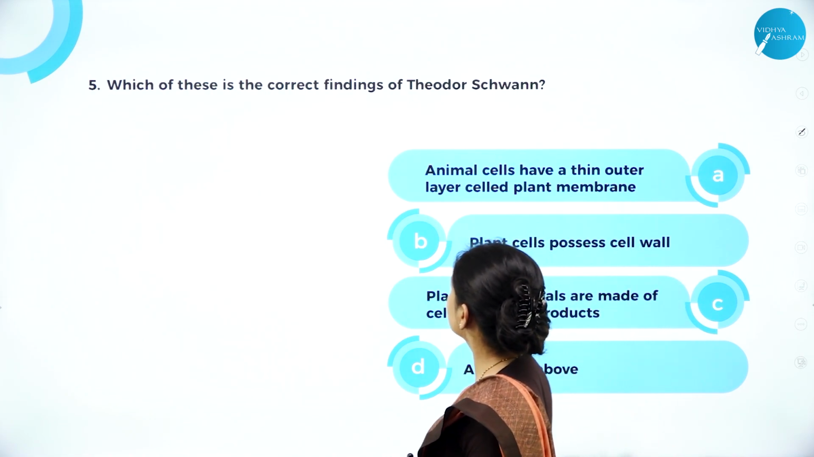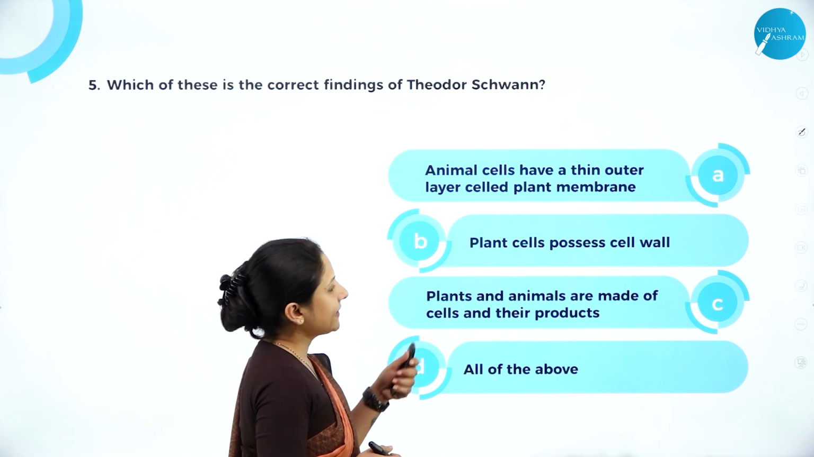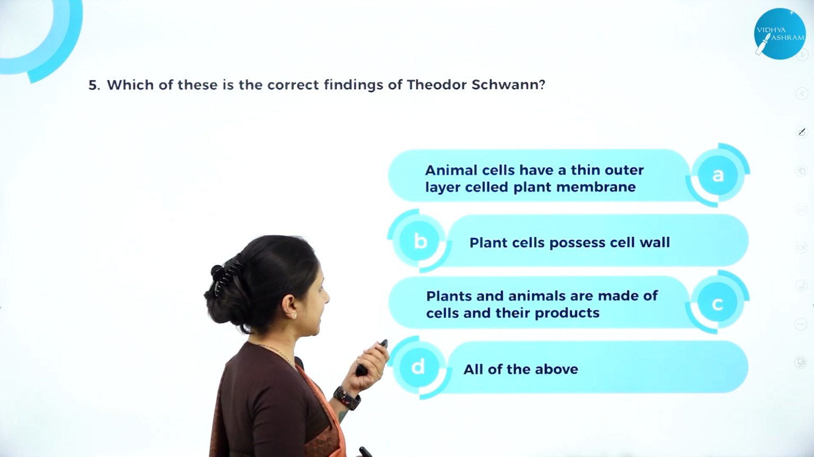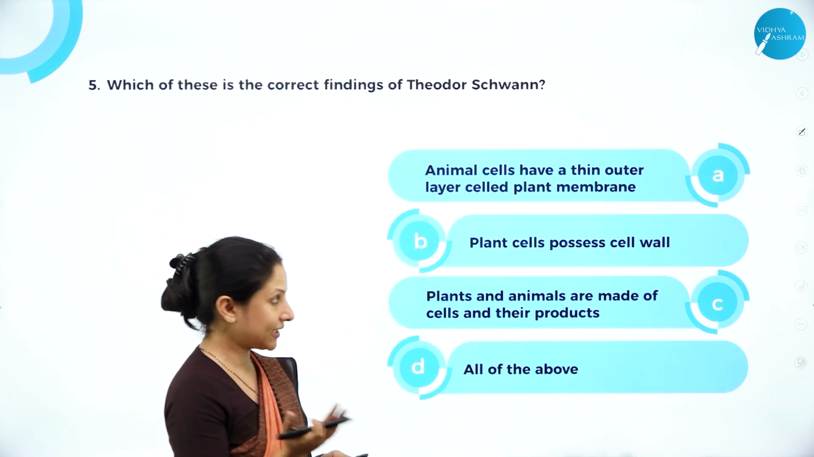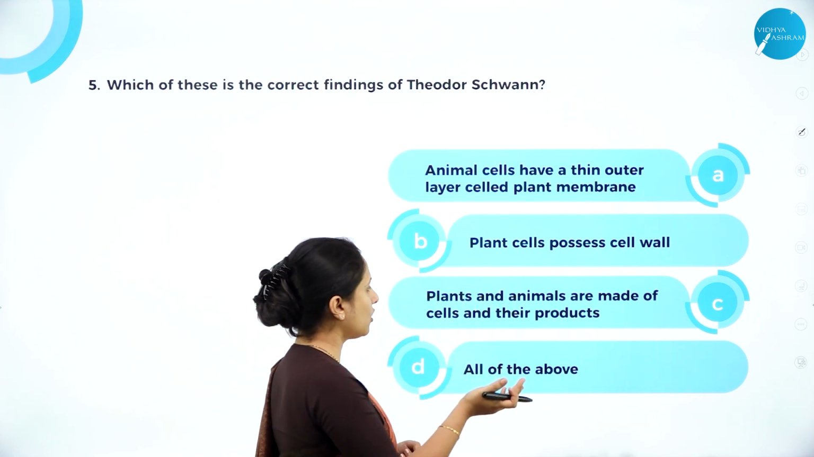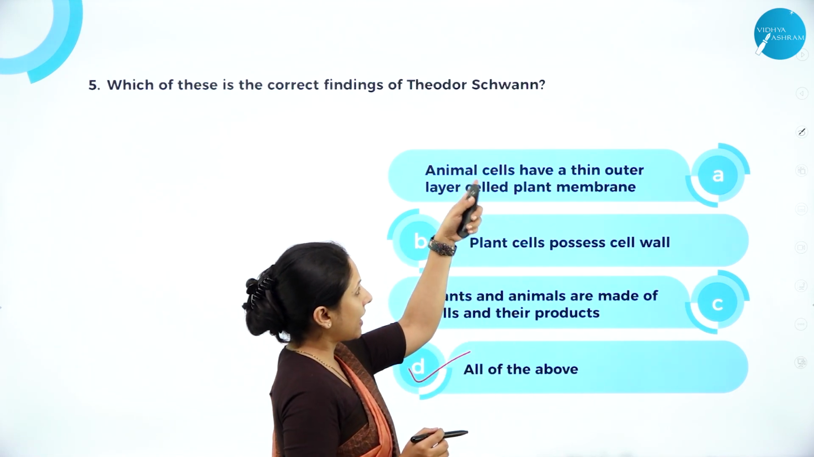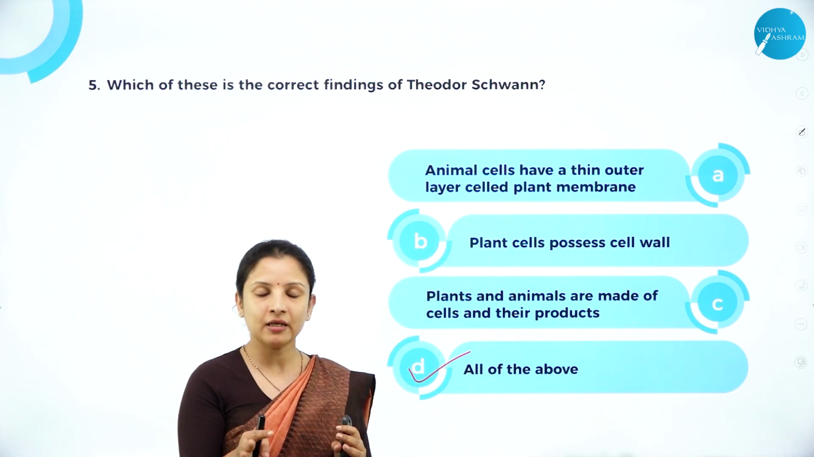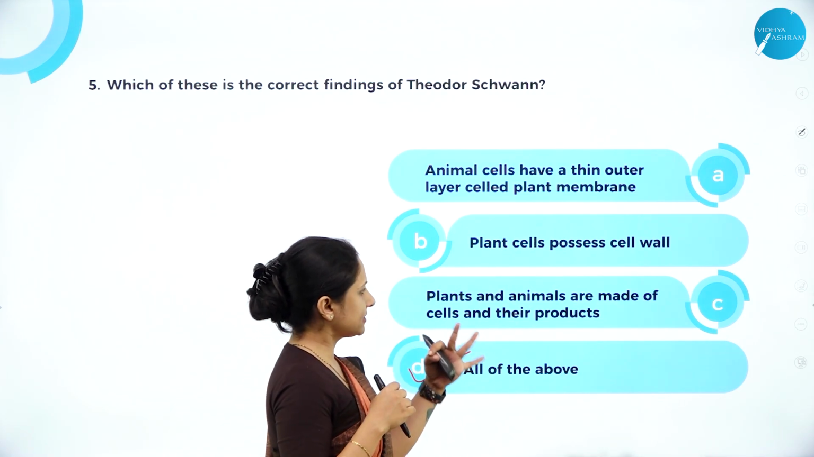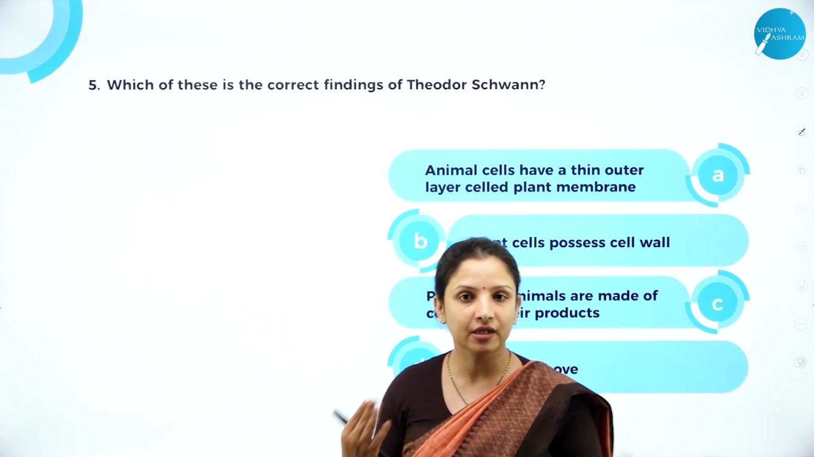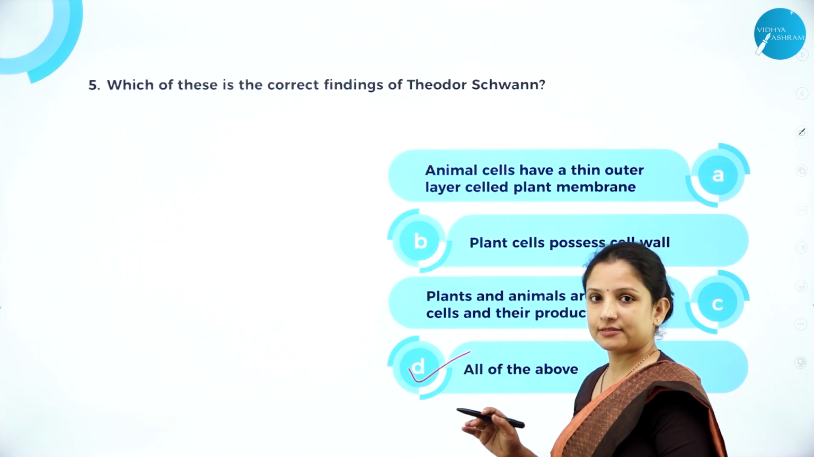Which of these is the correct finding of Theodor Schwann? Animal cells have a thin outer layer called plant membrane. Plant and animal cells are made up of cells and their products. All of the above. All of the above is correct because animal cells have a thin outer layer which is called the plasma membrane. Plant cells have a cell wall. Plants and animal cells are made up of cells and their products. All these are true. So, all of the above. Animal cells, yes, have a plasma membrane, but they do not have a cell wall. That you have to remember. Plant cells have a cell wall and a plasma membrane, and plants and animal cells are made up of different types of cells and their products. So all the statements are given by Theodor Schwann. So all these are the right answers. Therefore, option D is the right option here.